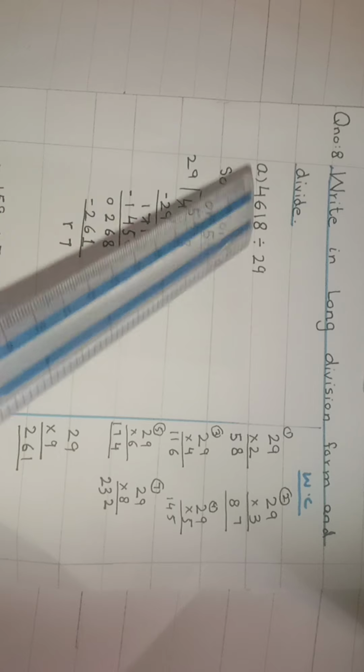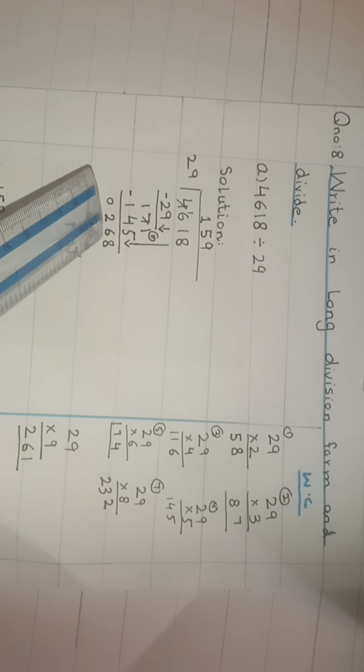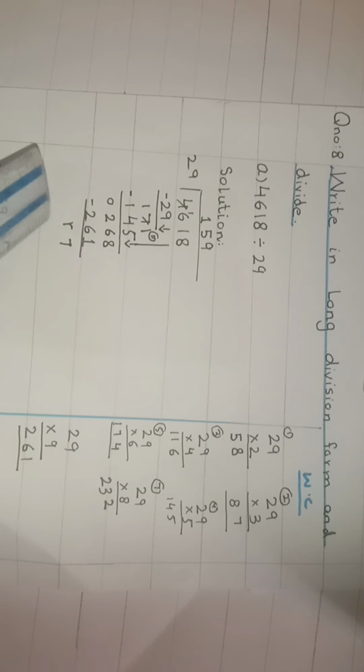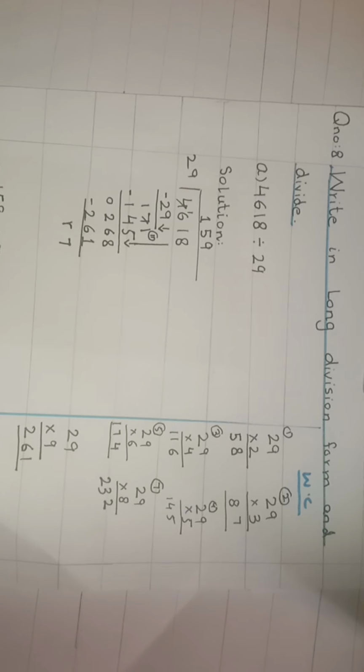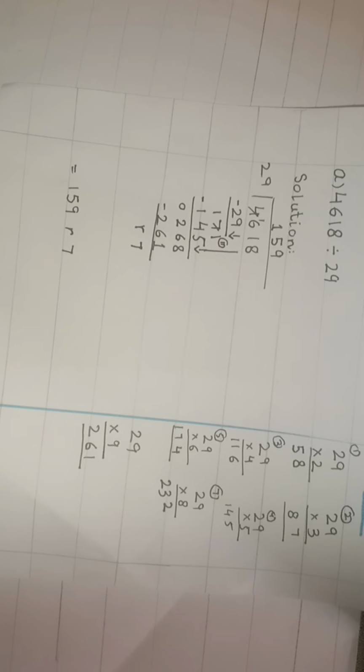Now 29 nines are 261. 8 minus 1, 7, 6 minus 6, 0, 2 minus 2, 0. So our answer will be 159 remainder 7. So 159 remainder 7 will be our answer.